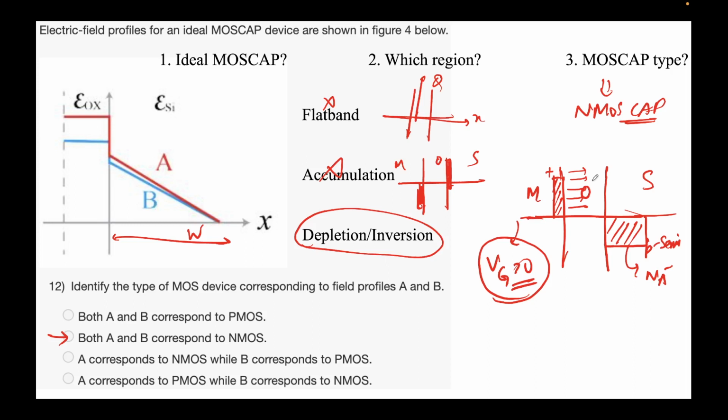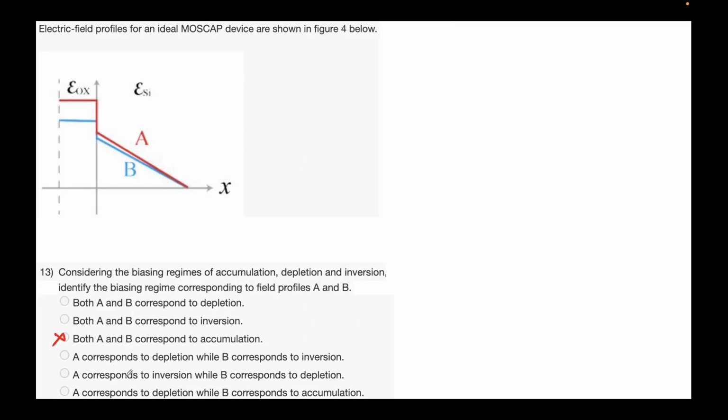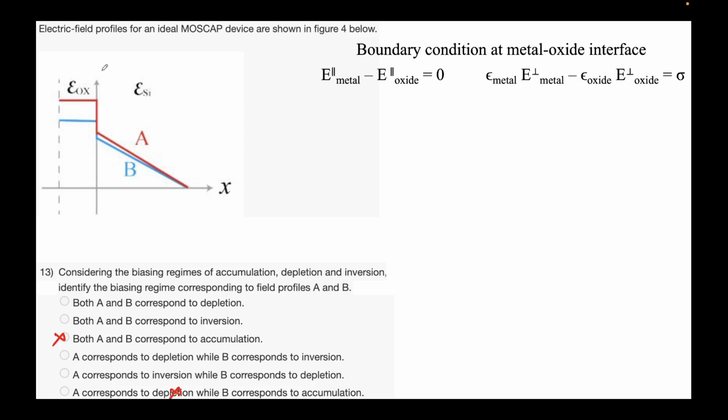Very good. The second question asked is: which one is it? Depletion, inversion, accumulation. We've already established it's not accumulation, so let's forget about this. Let's find out which mode it is. All right, so again, now only look at this interface, the metal oxide interface. So I want you to look here. It says metal here.